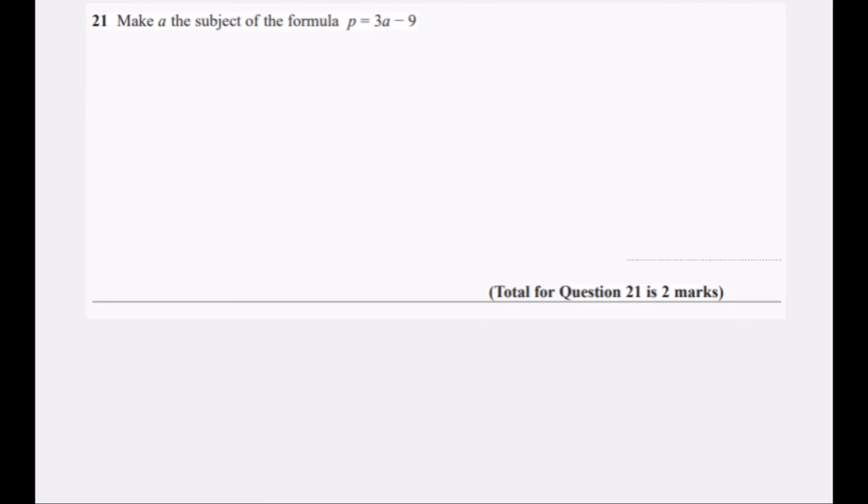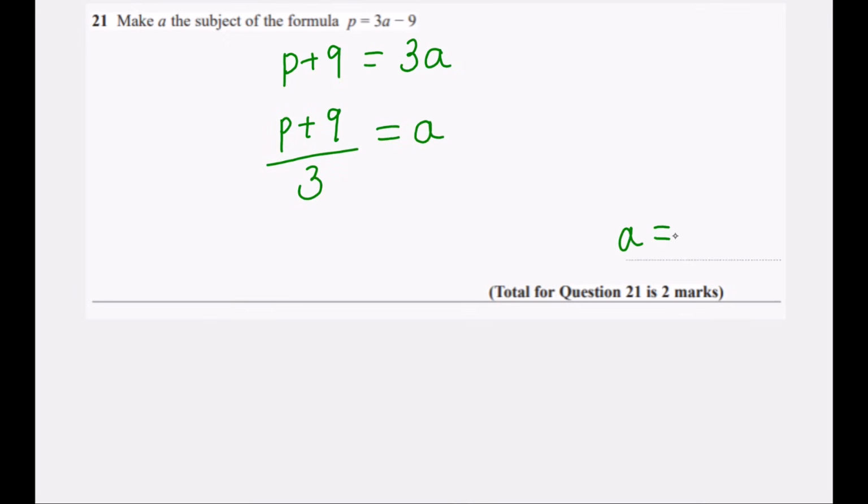Question 21, make A the subject of the formula. That means get A by itself. Make it A equals. So I can get rid of a minus 9 by doing the opposite, which is plusing 9. So plus 9 to both sides. That'll give me P plus 9 equals 3A. And if I want A by itself, I need to get rid of a times by 3, so I will divide by 3. So P plus 9 divided by 3 is equal to A. That's my answer, in the form A equals P plus 9 over 3.